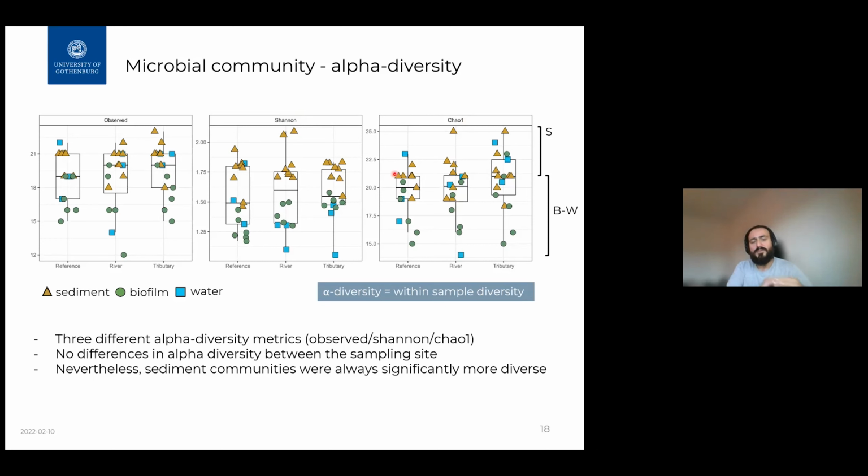We also applied 2 different criteria here to understand that. First, we pooled all our environmental DNA samples in categories.